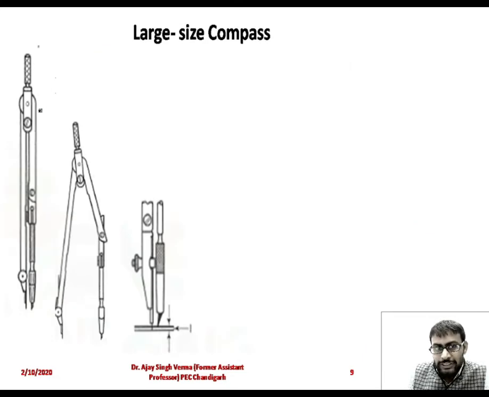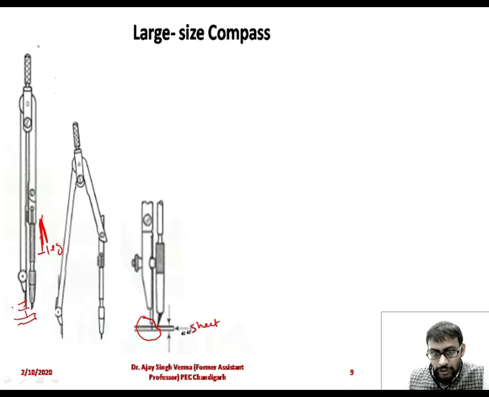In large size compasses, you can see this is a leg. This portion is leg, and this portion is needle. This needle is inserted in the sheets. You can see in the third figure. This is your sheet. So here we can insert a pencil.